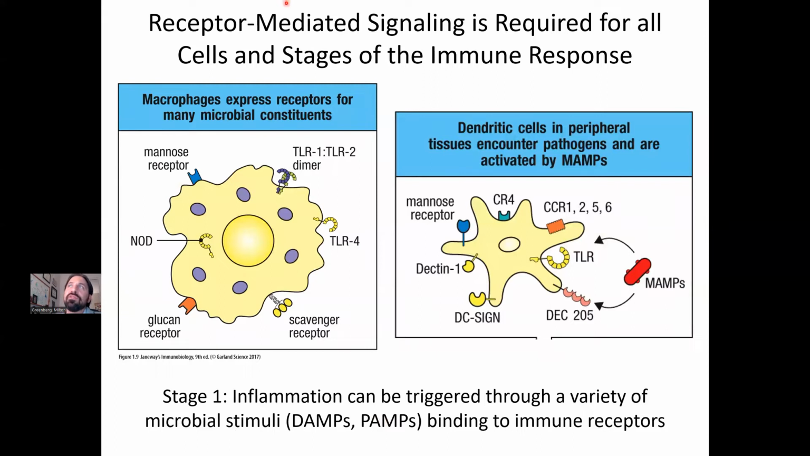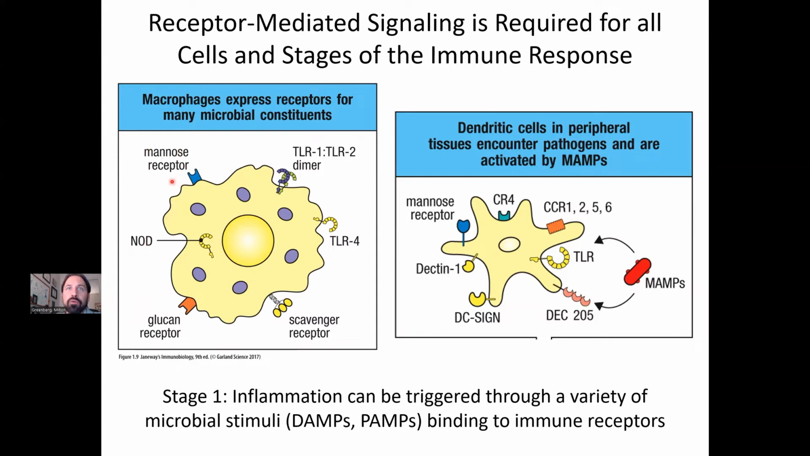So receptor-mediated signaling is required for all cells and stages of the immune response. These are just two of our initial responding cells, macrophages. Macrophages hang out in the tissues, so macrophages are typically tissue resident. For example, in the case of my fungal infection in the foot, I have all these different receptors, and these receptors are good at identifying what's going on in the local environment.